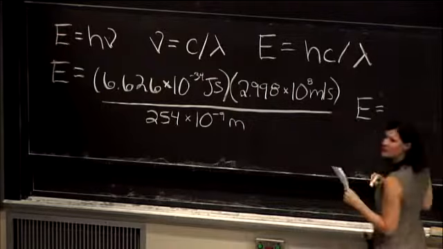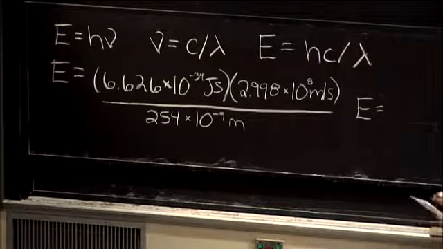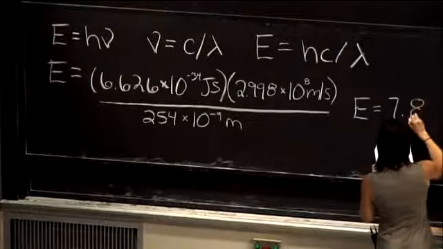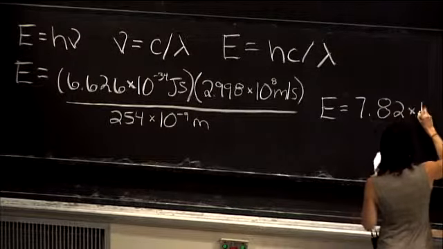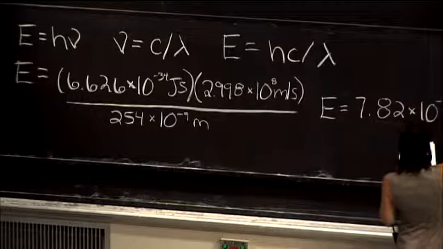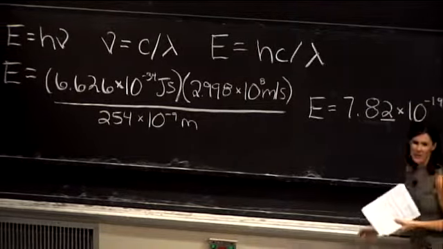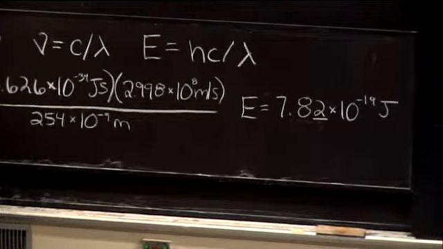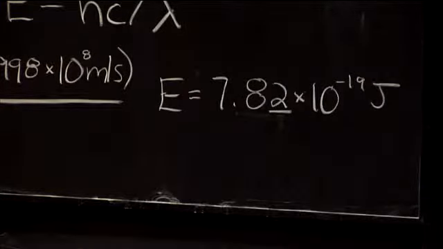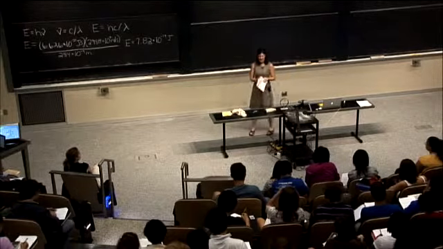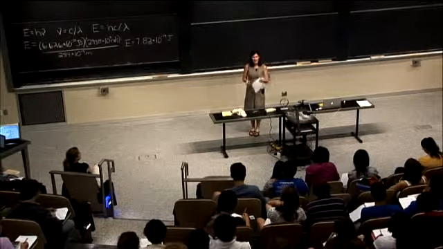So hopefully, if some of you have your calculators with you, you can confirm the answer that I got, which is that the energy is 7.82 times 10 to the negative 19 joules. So remember, what we're talking about here is the amount of energy that's in each photon. So if we think about the work function for zinc, the work function for zinc is 6.9 times 10 to the negative 19 joules.